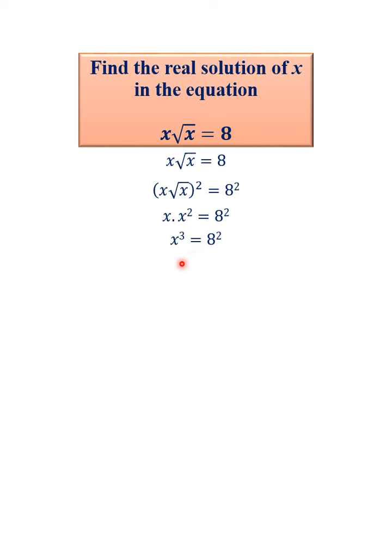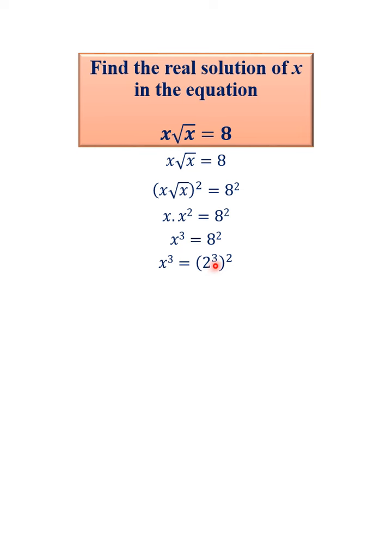Let's continue. 8 can be broken down into 2 to the power of 3. So we can rewrite this as x raised to power 3 is equal to 2 to the power of 3 all raised to power 2. 2 raised to power 3 gives us 8, and that 8 is further raised to power 2, and that's why we have this. This is the power of power law in indices.